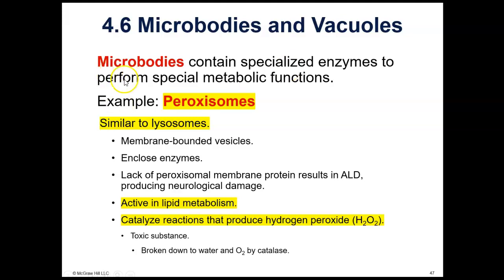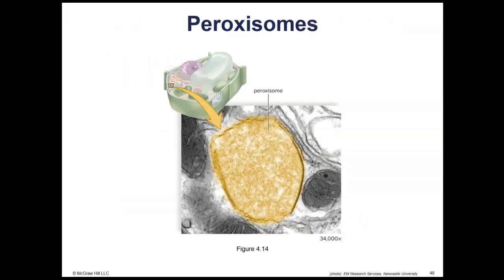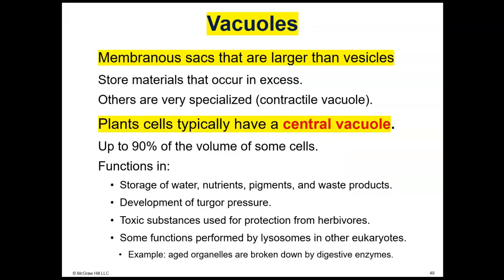Peroxisomes are similar to lysosomes, but lysosomes are more for digesting anything, whereas peroxisomes are going to be digesting fats or lipids, fatty acids. And they do produce hydrogen peroxide as a byproduct. And so they contain enzymes to get rid of that hydrogen peroxide, to break it down.